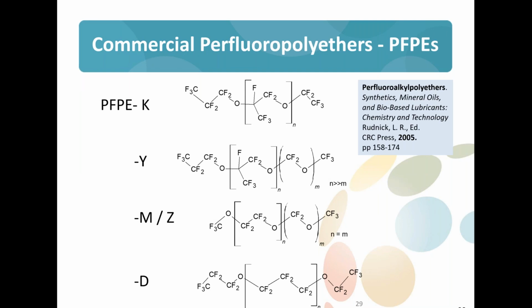To give you some idea of what the structures look like, this is just a variety. There's a numbering, or lettering, system. There's a K variety, a Y variety, an M/Z variety, and a D variety.